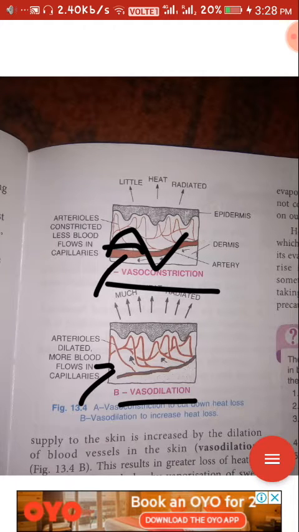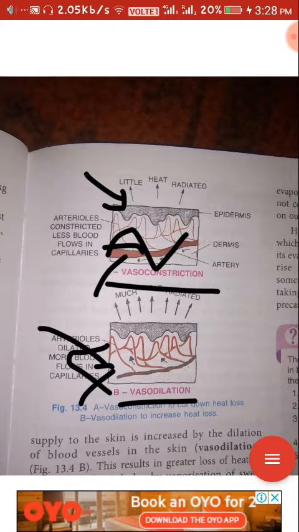Due to cold weather, the blood vessels become thin, so that blood supply to the surface becomes less and less heat is given out. Only this is to be remembered. The other is vasodilation. Here the blood vessels expand, so much more heat is given out. Okay, just remember this.